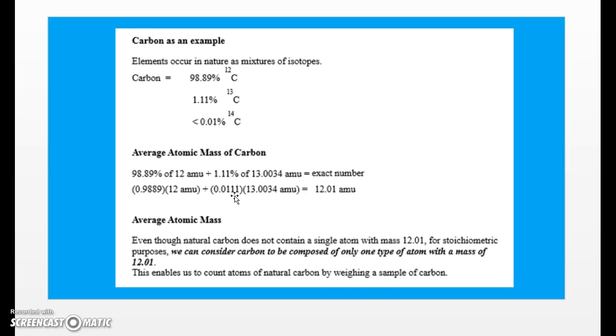So even though natural carbon does not contain a single atom with a mass of 12.01, when we talk about stoichiometry and when we do these conversions, we want to just assume that carbon is composed of only one type of atom with that particular mass. This is because those have been calculated based off of all the isotopes, so we're just going to use that number when we go ahead and do conversions.